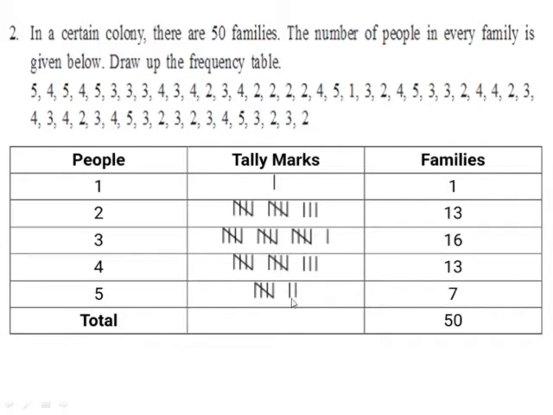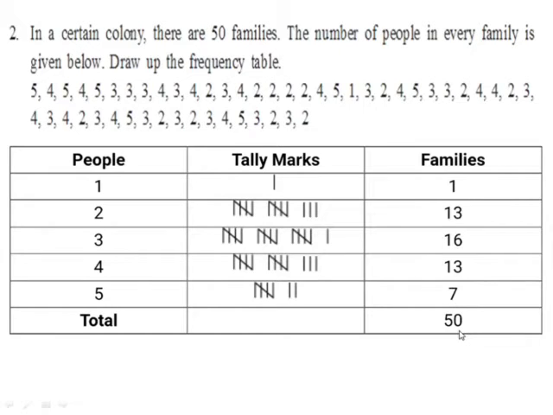Now 5 plus 2 is 7, that is, there are 7 families where there are 5 members in one family. Now we will count the number of families. 13 plus 1 is 14. 14 plus 16 is 30. 30 plus 13 is 43. 43 plus 7 is 50.